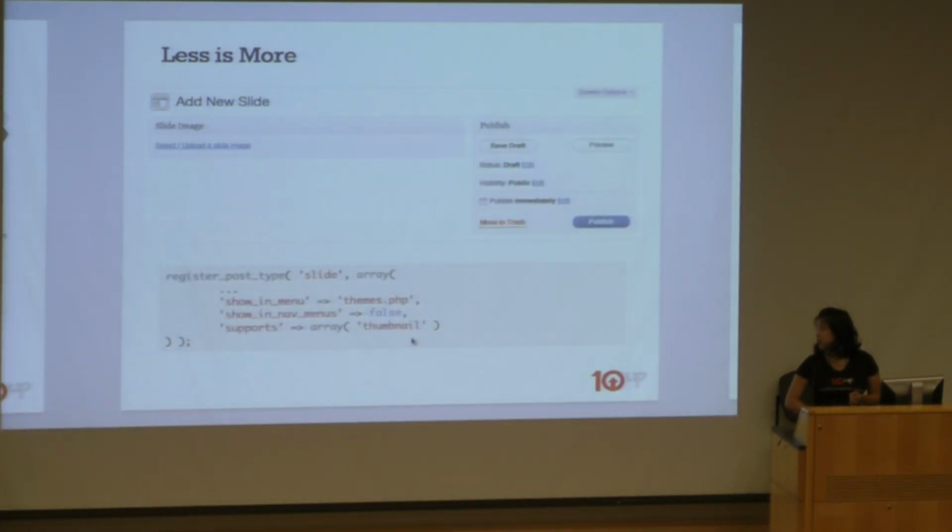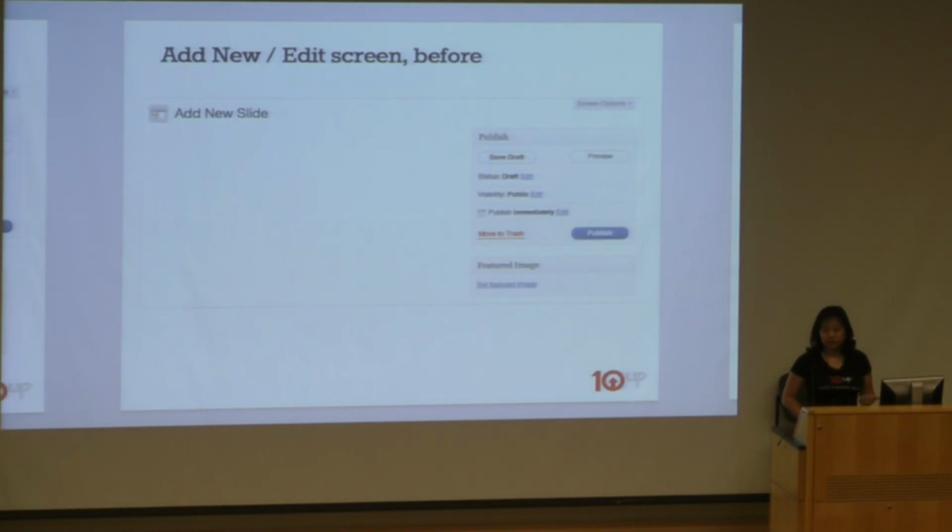And this is how we do it. All we need to do is support the thumbnail. But you'll notice that this metabox here is in a different place than it normally would be. This is what the screen looks like by default when I register my custom post type. My featured image metabox is over in the smaller, narrower right-hand column, and says featured image, set featured image.